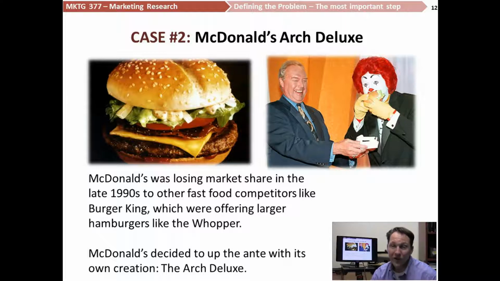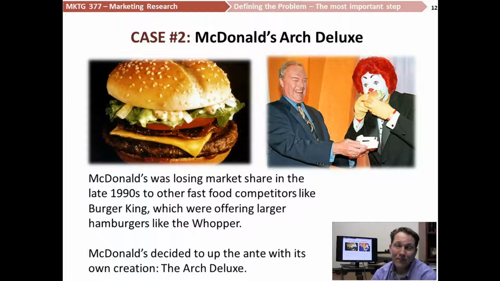Unfortunately, the Arch Deluxe was not that well liked of a sandwich. It wasn't that it was a bad sandwich. It wasn't that people were really rating it on whether it was a good or a bad sandwich. It really had more to do with the fact that people weren't going to McDonald's for that kind of food.